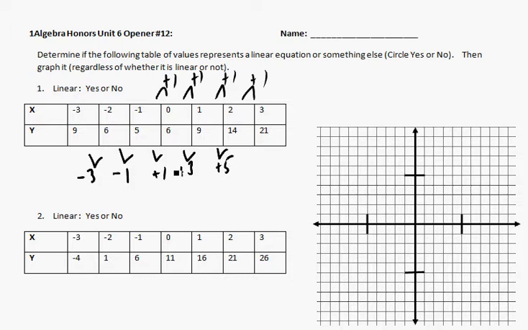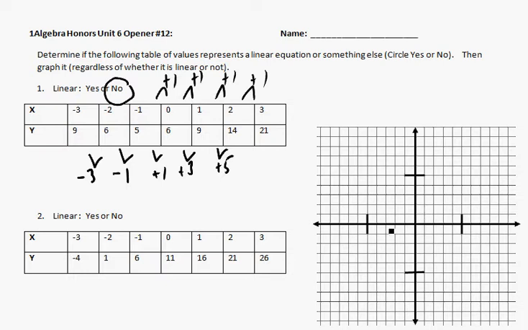This means that the rate of change isn't constant, because the amount that the y's change per x is not always the same, which means this will not be a linear equation. And if we graph these points, we'll see that these points do not all lie on a straight line.